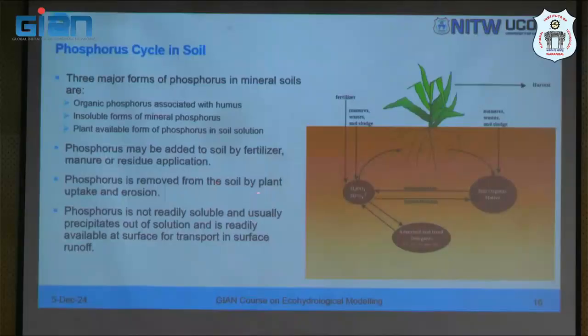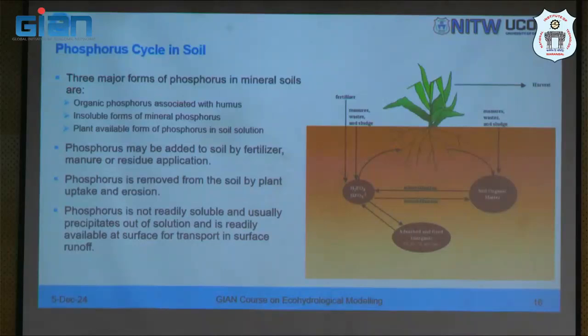Phosphorus is removed by either plant uptake or erosion, right? Compared to nitrogen, the removal has only two processes. Either the plant takes it or it gets lost to soil erosion, because it gets attached to the soil particles. Now why it gets attached is, it's not readily soluble. Nitrogen is soluble in water, but the phosphorus is not readily soluble. And in any chemical reaction that comes out of a solution, your phosphorus generally precipitates out.